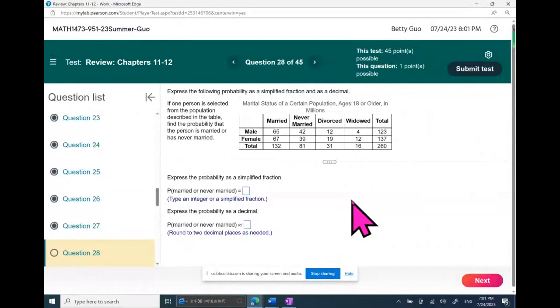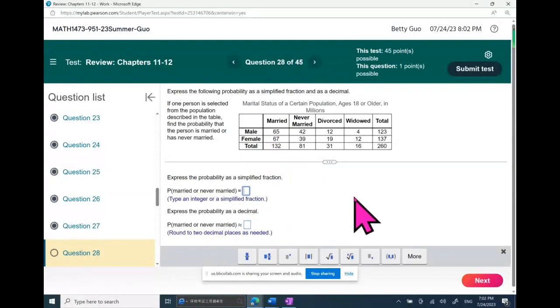Number 28. Express the following probability as a simplified fraction and as a decimal. If one person is selected from the population described in the table, find the probability that the person is married or has never married. Married is in this category, never married is in this category. Obviously the 2 categories are mutually exclusive, they cannot happen at the same time. If you are married, then you are not never married. If you never married, then you are not married. So this is the addition rule with mutually exclusive events.